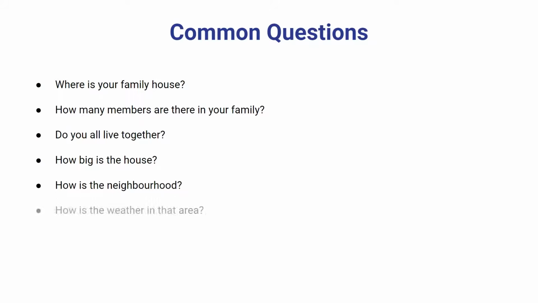Next, he may ask, how is the weather in that area? And you can say that generally the weather is very fine and sunny and bright. Lastly, the examiner might ask any random question like, what type of houses do you like? Or what thing do you like about your neighborhood? Or any particular thing. And you can say, I like old houses, or I like modern houses, or I like very big and very open houses, whatever type of house you prefer.